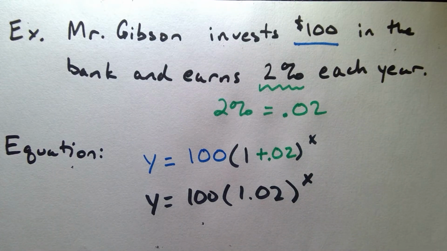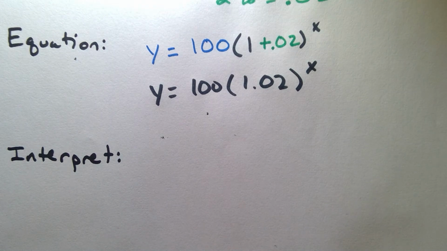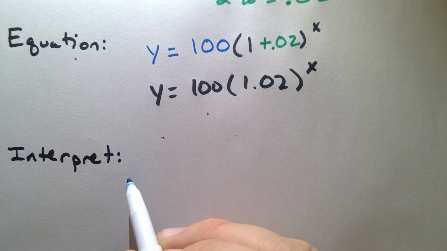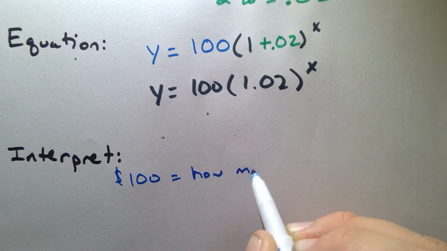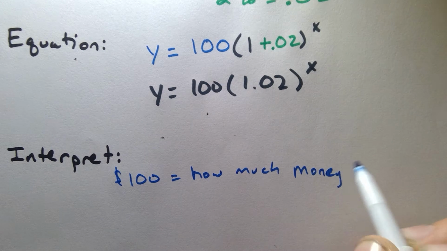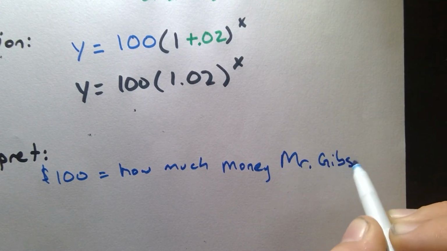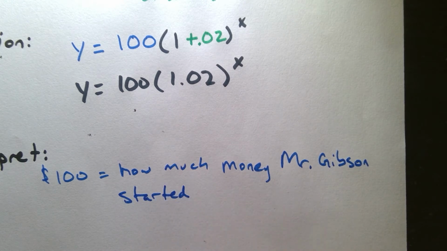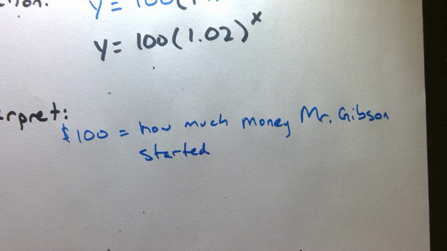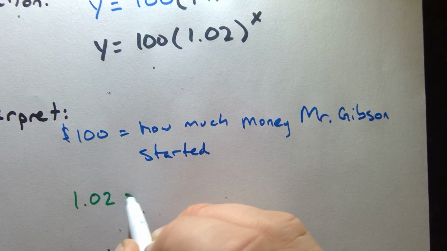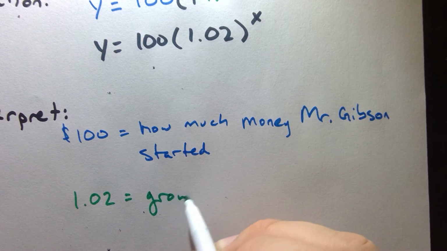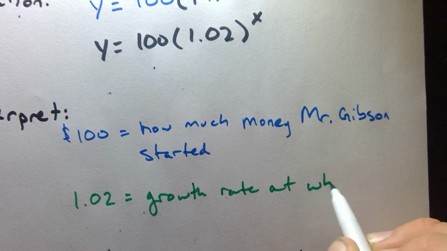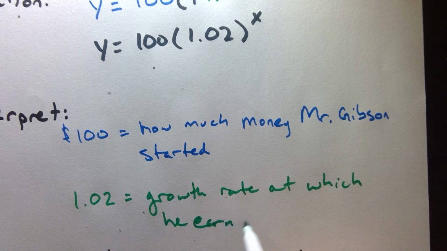So when we interpret, we have a couple of things going on here. First off, we're rephrasing the scenario that you were given. The 100 is how much money Mr. Gibson started with, and then 1.02 is the growth rate at which he earned money.